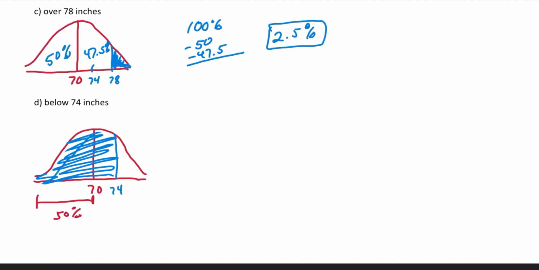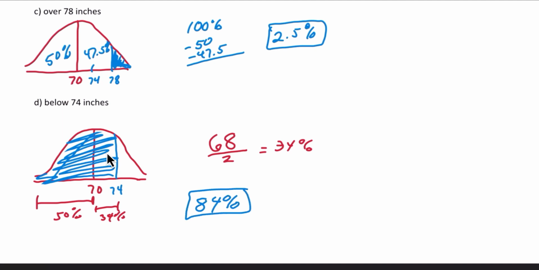So now we have to ask, what is this section? Recognize that that is one standard deviation away from the mean, but only on one side. One standard deviation, according to the empirical rule, is 68% when we're looking at to the left and the right of the mean. We want to cut this in half so that we're only looking for this strip here. So cut that in half, we'll get 34%. So adding up that total area, 50 and 34, we get 84% of men have heights that are below 74 inches.